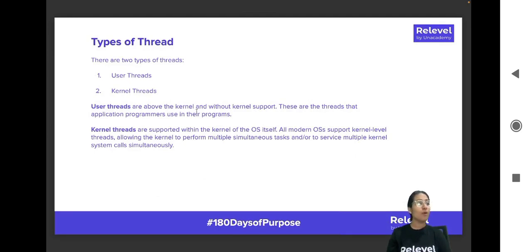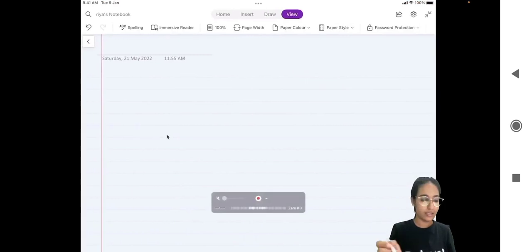So whenever we talk about user threads, they are above the kernel and they work without kernel support. Just to give you a little bit more idea, the operating system does not recognize the user level thread. So how it works is something like this. Let's take a look. I'll show you through a diagrammatic representation so that you can fully understand this.